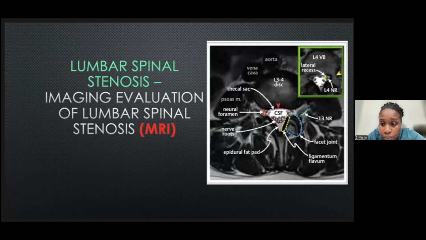The possible findings you would get in lumbar spinal stenosis on an MRI would be the narrowed canal, which may assume a deltoid, aka tricuspid, shape. Then you have a redundant nerve root of the cauda equina. And then you can also have narrowing of the neural foramina.